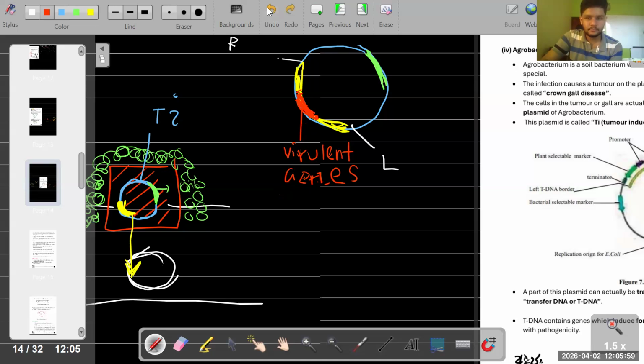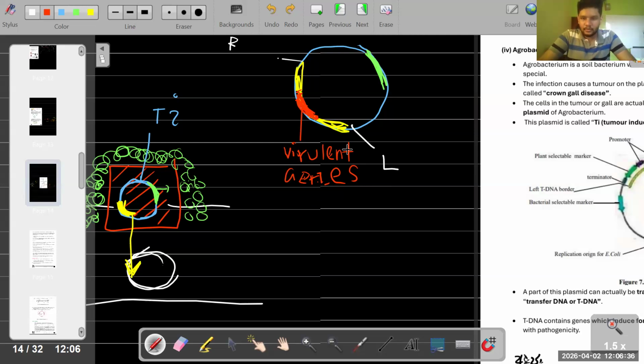Can you understand? Yes. So, the yellow color one, the transfer DNA, contains virulent genes in it. Transfer DNA is responsible for or induces pathogenicity. Can you understand? Virulent genes. I know it is a bit difficult. Listen carefully. Virulent genes are the ones that cause diseases.